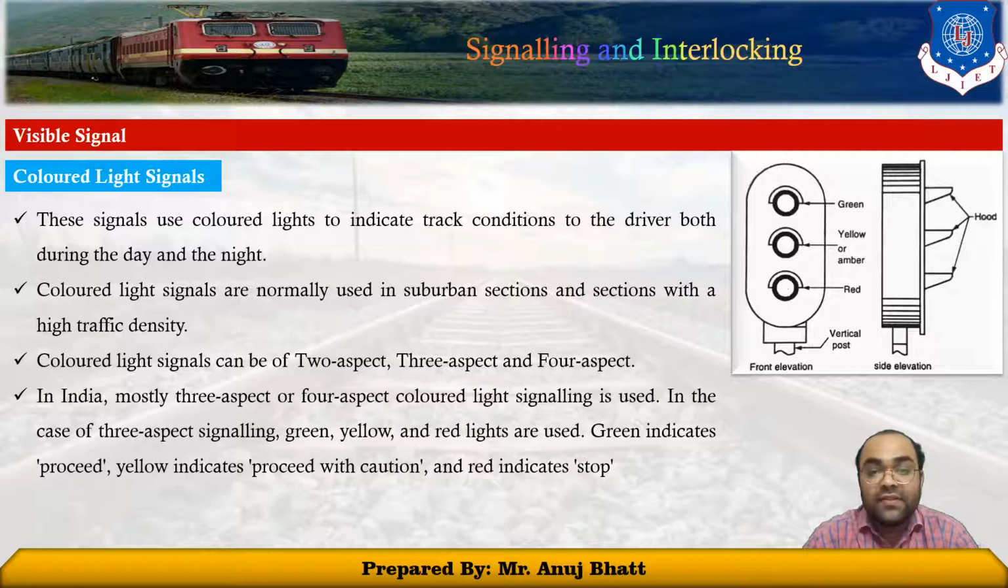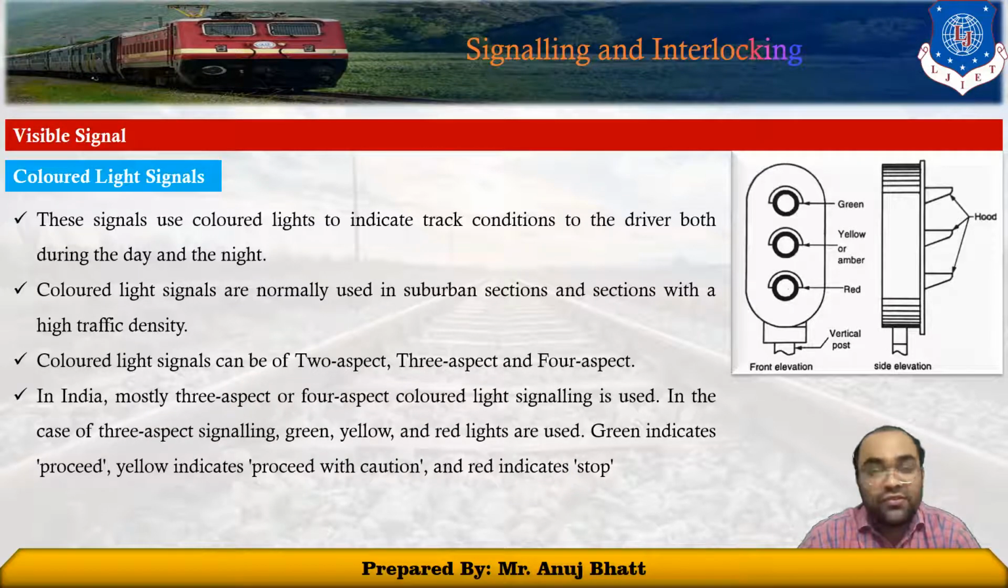These colored light signals can be of 2 aspect, 3 aspect, or 4 aspect. In this figure you can see the signal is a 3 aspect signal, as it contains 3 lamps: green, yellow and red. In the 4 aspect signal, the yellow light, or amber, is located twice, while in India mostly 3 aspect or sometimes 4 aspect colored light signals are used.